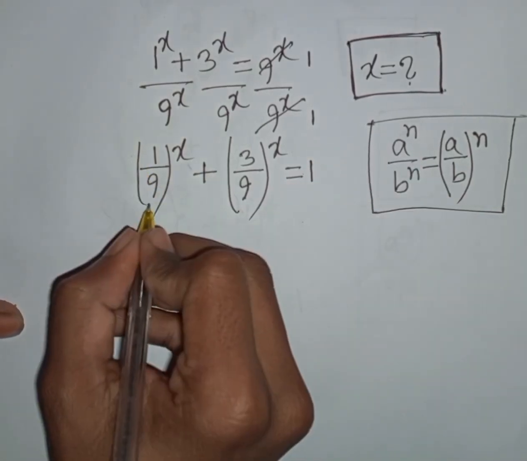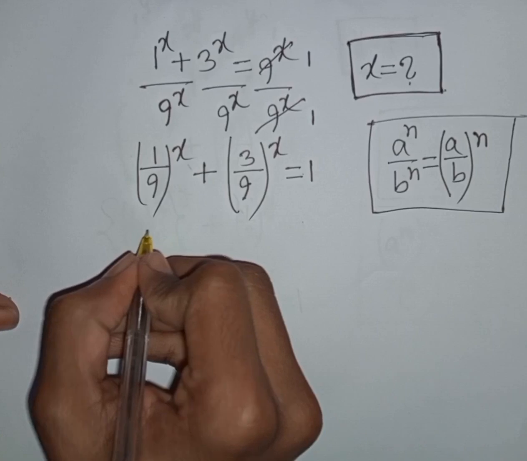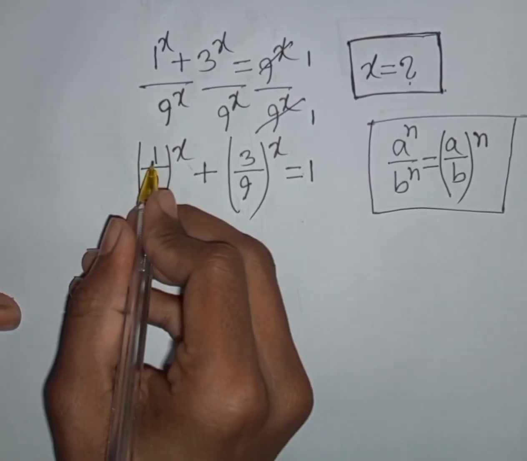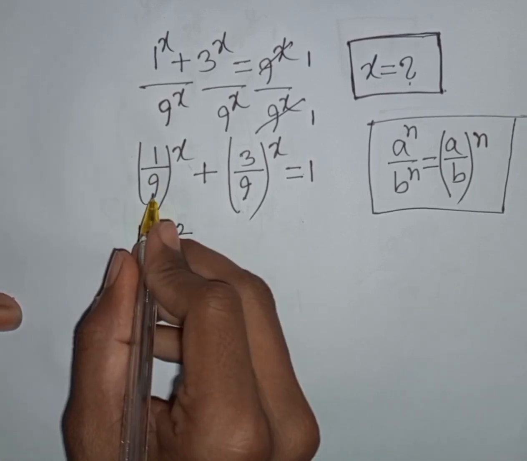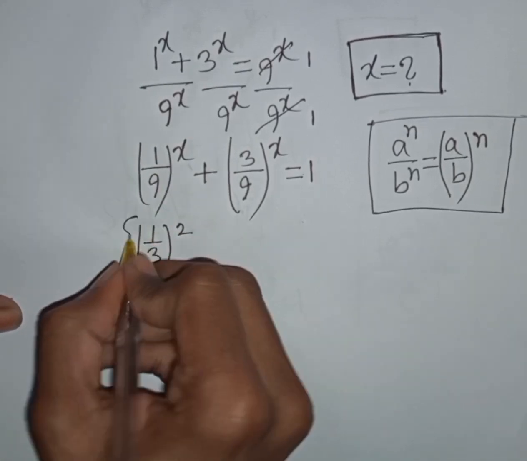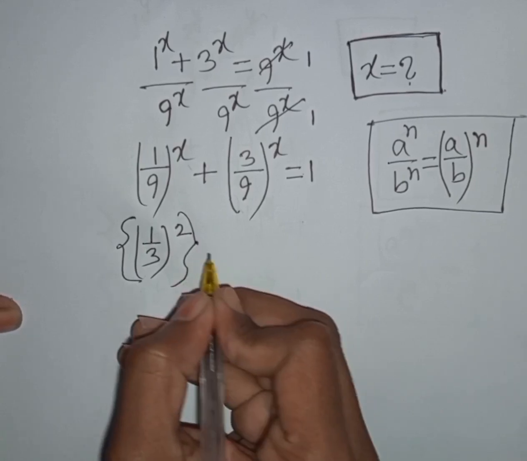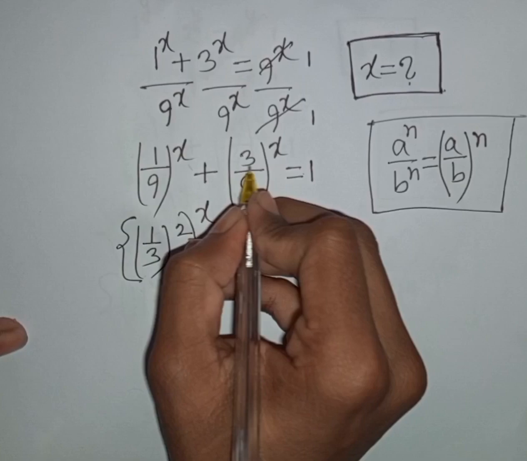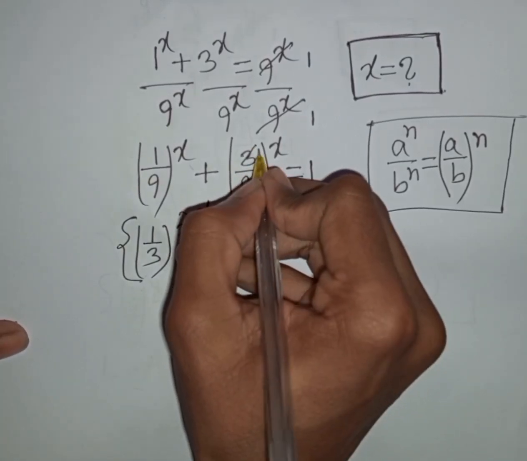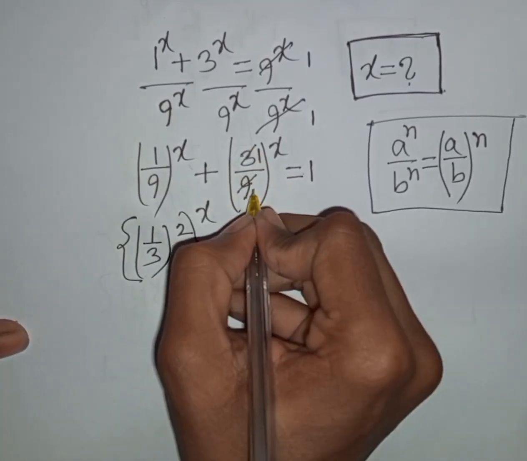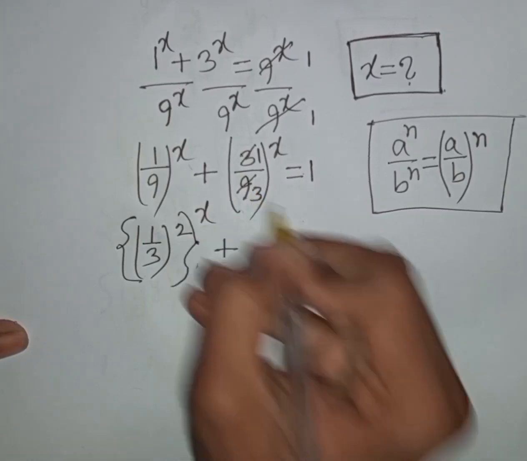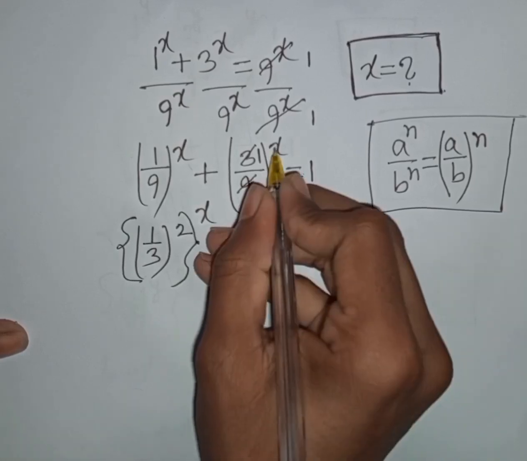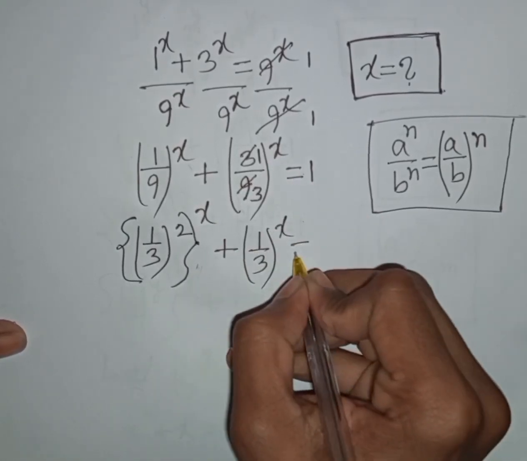Now 1/9 can be written as (1/3)^2, since 1 squared is 1 and 3 squared is 9. Then the first bracket can be written as the second bracket to the power of x, plus here 3 divided by 3 is 1 and 9 divided by 3 is 3. So we have (1/3)^x is equal to 1.